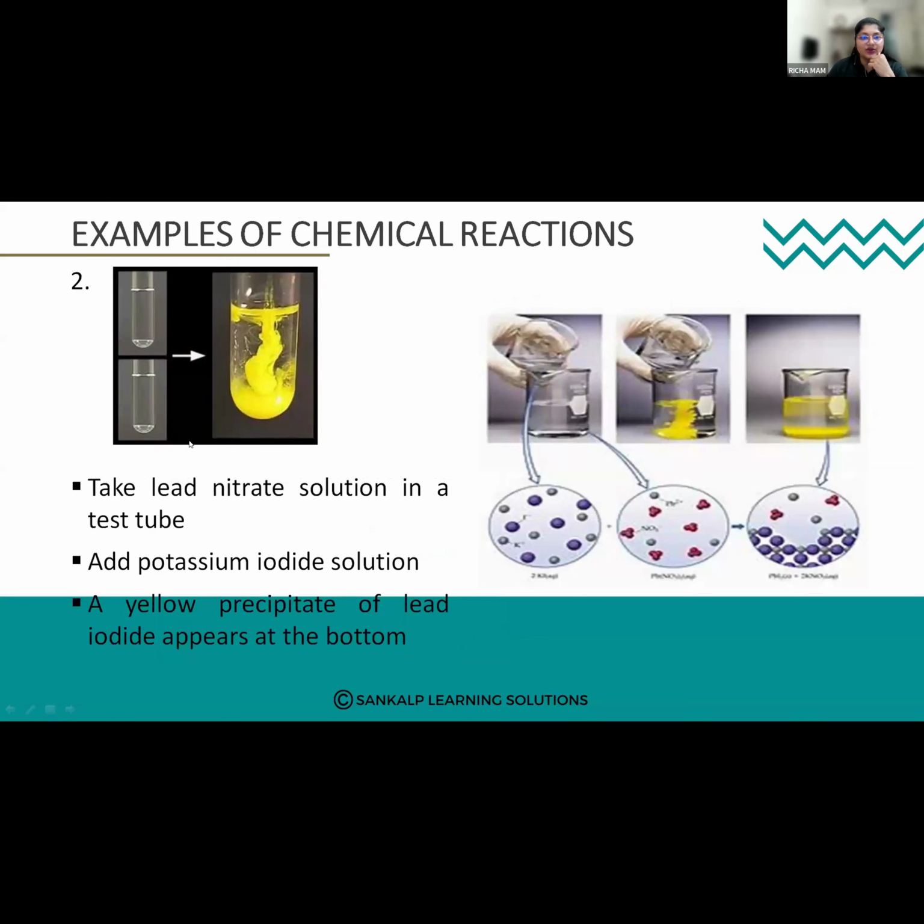Now this is the second reaction. What is the second chemical reaction? We have taken two test tubes. I hope you have seen test tubes in your laboratory. Test tubes come in different ranges, like 5 ml, 10 ml. So we have taken two test tubes.